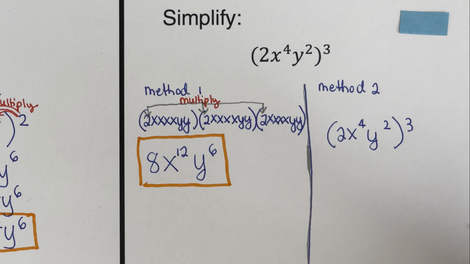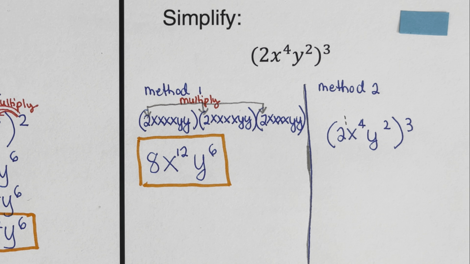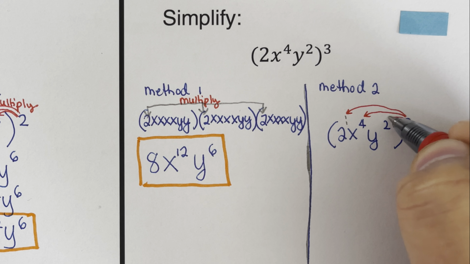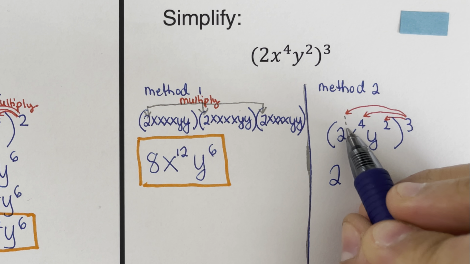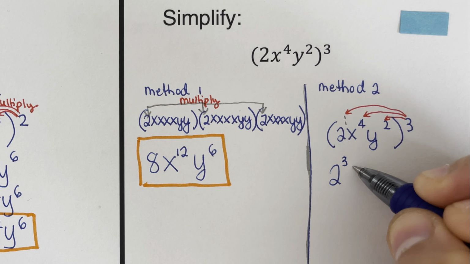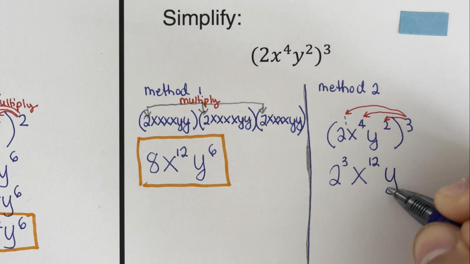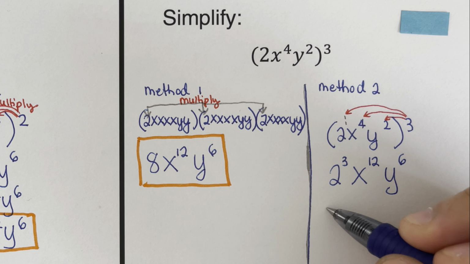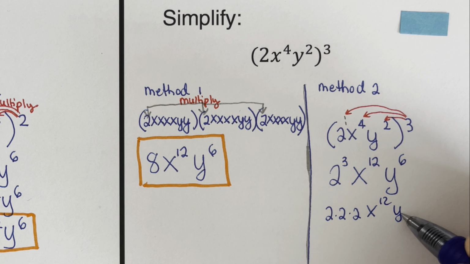Okay, we remember that this 2 has an invisible exponent of 1. So that we are supposed to multiply the 3 to each of the exponents inside the parentheses. So this would come out 2 raised to the power 1 times 3 is 3. X to the power 4 times 3 is 12. Y to the power 2 times 3 is 6. 2 to the third means 2 times 2 times 2. Again, we have x to the 12 and y to the 6.